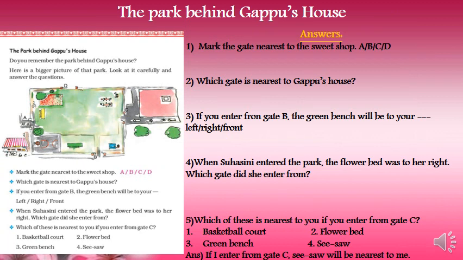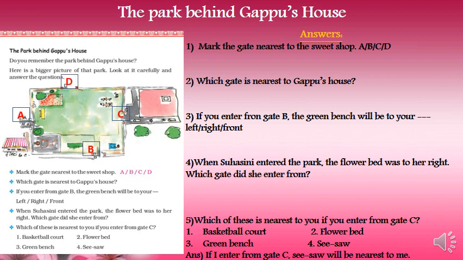The park behind Gappu's house. Children, do you remember the park behind Gappu's house? Here is a bigger picture of that park. Look at it carefully and answer the questions. Here in this park we have four gates: Gate A, Gate B, Gate C and Gate D.